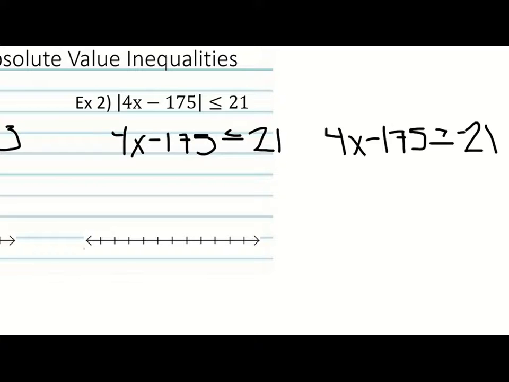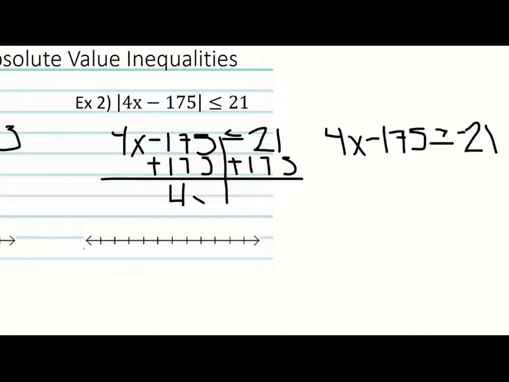So for this one, I'm going to add 175 to both sides. So we'll have 4x with 196, and then divide by 4. So x is less than or equal, 4 goes into 196 49 times. So we'll say x is less than or equal to 49.